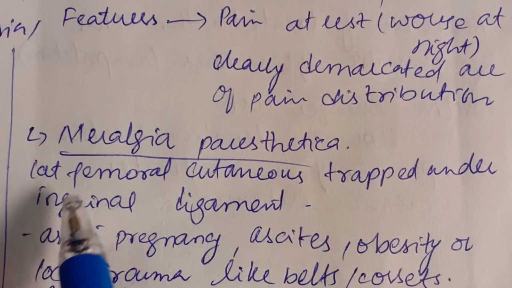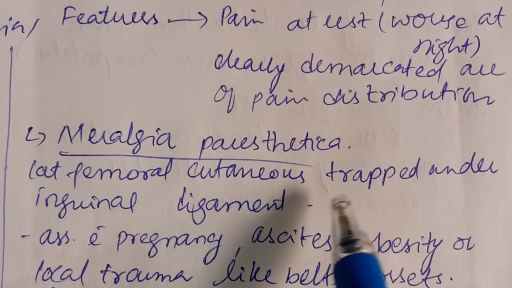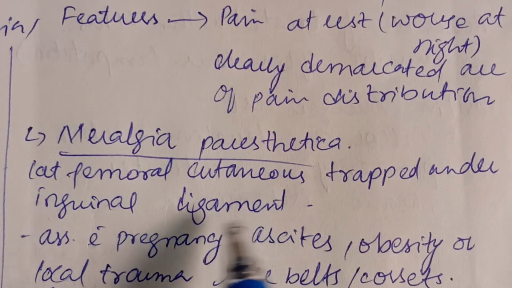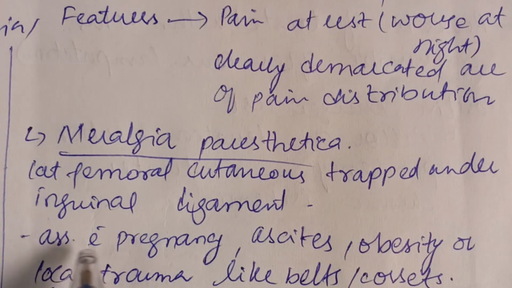In this disorder, the lateral femoral cutaneous nerve is trapped under the inguinal ligament, and it is usually associated with pregnancy, obesity, ascites, or local trauma like belts and corsets. And pain is usually felt at the lateral thigh.